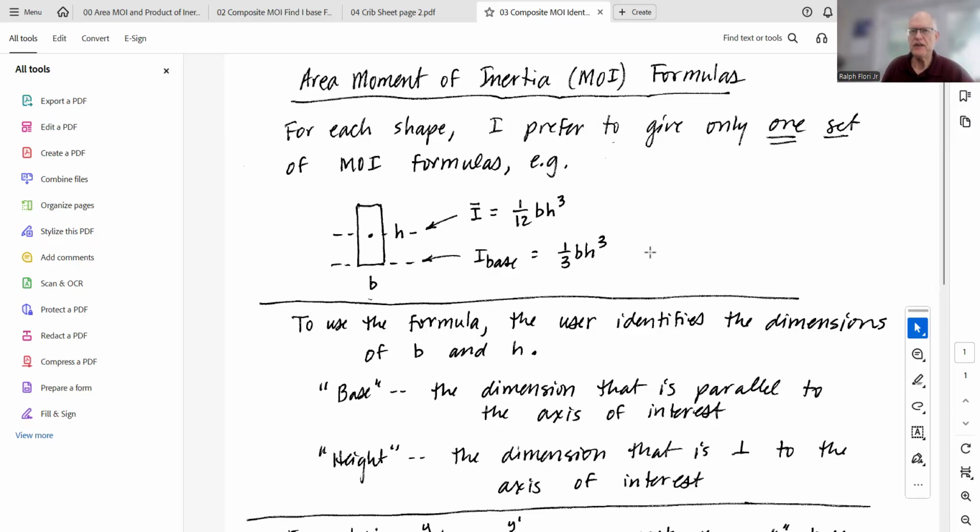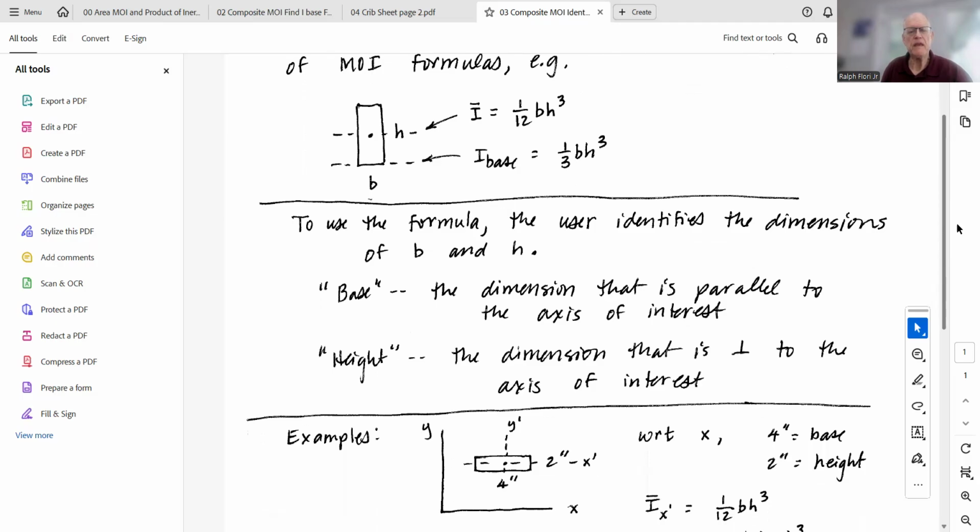I prefer not to do that. I like to just use one formula and let you properly identify which side is the H and which side is the base. So how do you do that? Base is the dimension that's parallel to the axis of interest. And height is the dimension that's perpendicular to the axis of interest.